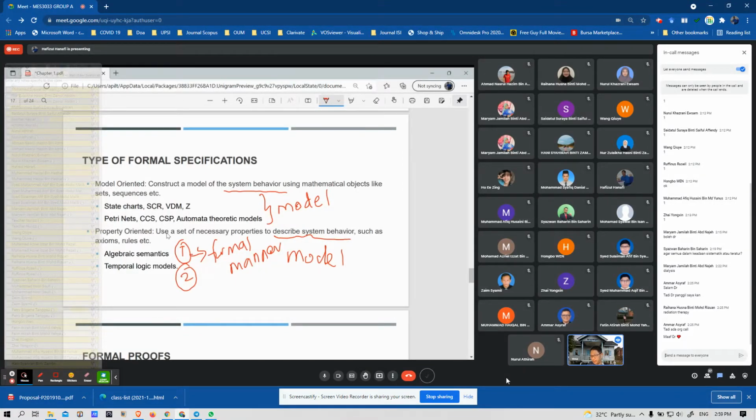ADT, formal manner. For example, we have the ADT model, abstract data type model. And then secondly, we have a temporal logic model. And this one is supplementary for the temporal logic model. This one is a very common technique known as the convert, temporal logic.